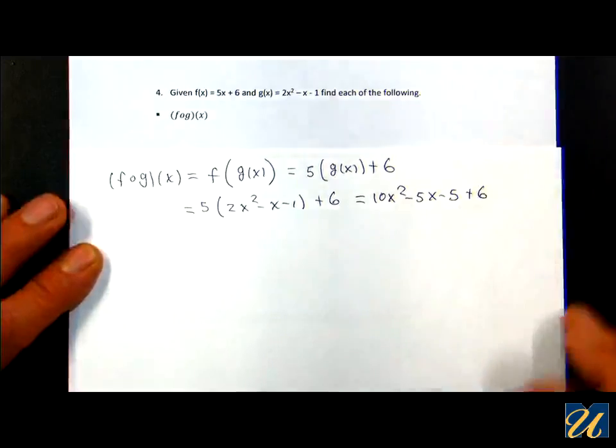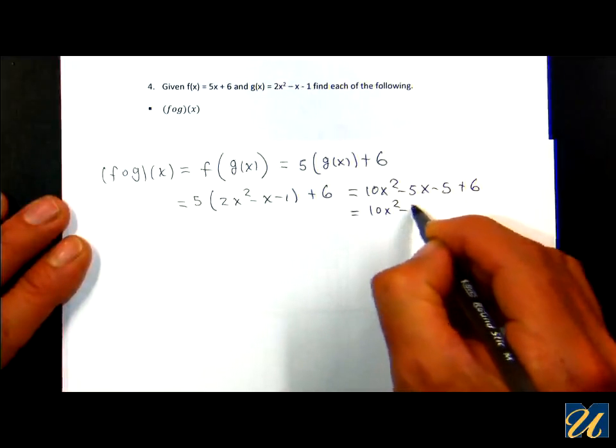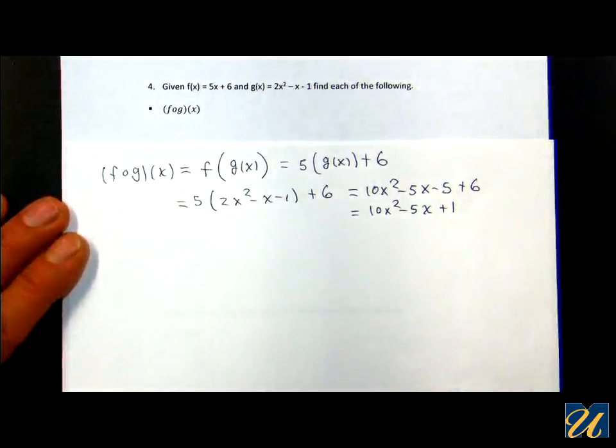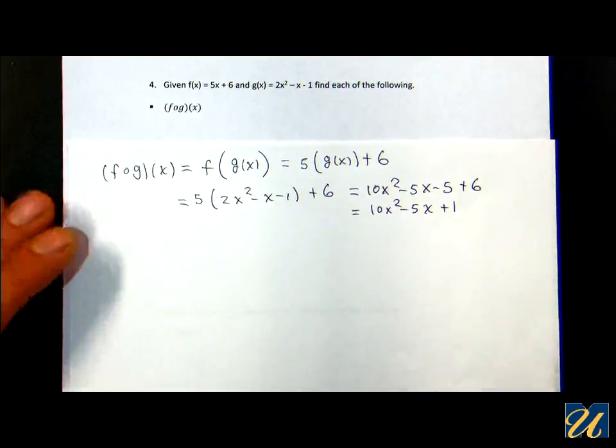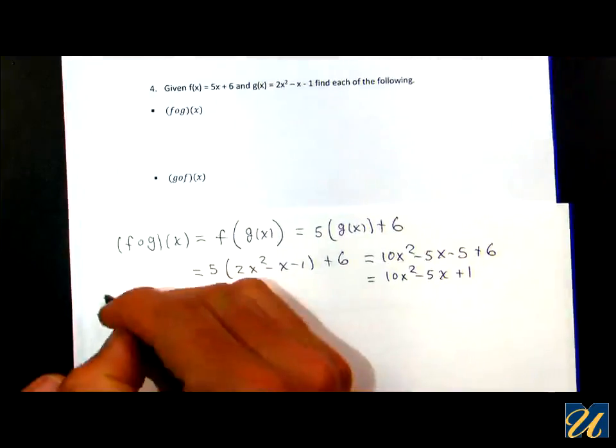Don't forget the plus 6. And you can add some like terms there. 10x squared minus 5x plus 1. Okay, and we're not asked to find the domain. Here, again, it's a polynomial, so the domain would be all real numbers. Part B, that was part A.